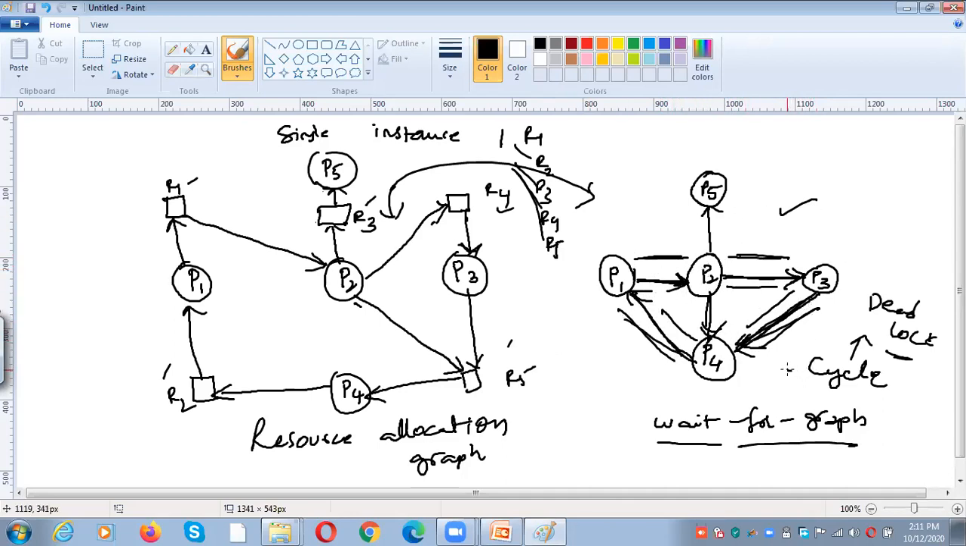Okay. So if there is a cycle, then there is a deadlock. Why? Because the arrow marks connect this to this, and it will be connected to this, and it will be connected to this. Again, this will be connected to this, like there is a cycle. So if there is a cycle in the wait-for graph, there is a deadlock. That is called a wait-for graph.